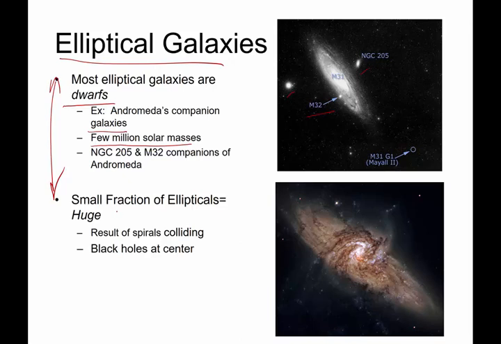A small fraction of ellipticals are huge, mega huge. These are, we believe, the result of spiral galaxies colliding. So you've got two spiral galaxies that have actually collided, and you have these massive black holes at the center that give rise to these elliptical galaxies. So the fact that there can be two different kinds of ellipticals is also kind of confusing.